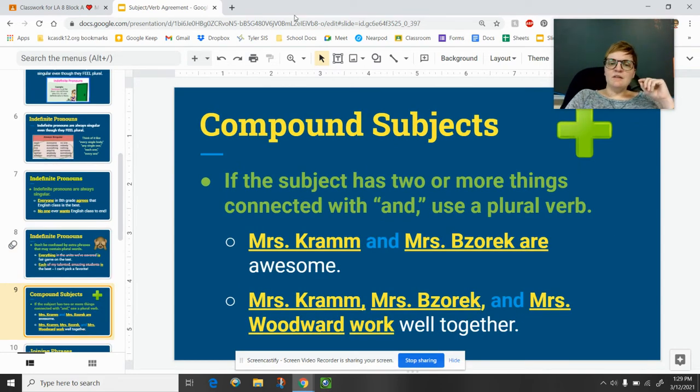Then we have these things called compound subjects. This is a whole different kind of confusing. If the subject has two or more things connected with and, we're going to use a plural. So Mrs. Cram and Mrs. Bezoric are awesome because together we are a plural. We're two teachers. Mrs. Cram, Mrs. Bezoric, and Mrs. Woodward work well together. You're putting three of us together, so we need a plural verb here.